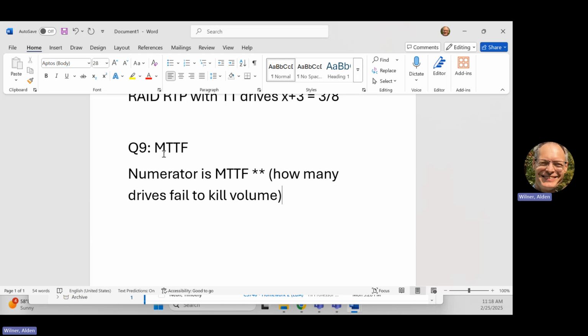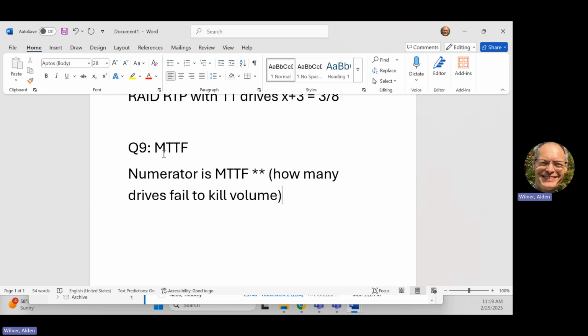RAID 10 can survive more than 2 drive failures. Right? If you have a RAID 10 with, say, just 4 drives, so you've got 2 pairs, and this drive fails, and this drive fails, your volume's still alive. You can survive 2 drive failures, right? In order to kill it, that 3rd drive is definitely going to kill it. Or if you fail this drive and then this drive, you've died after 2 drives failed, right?